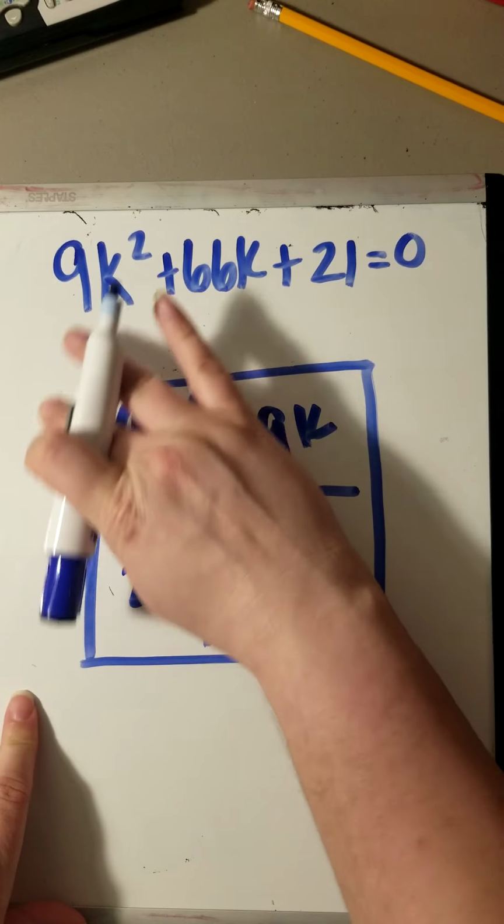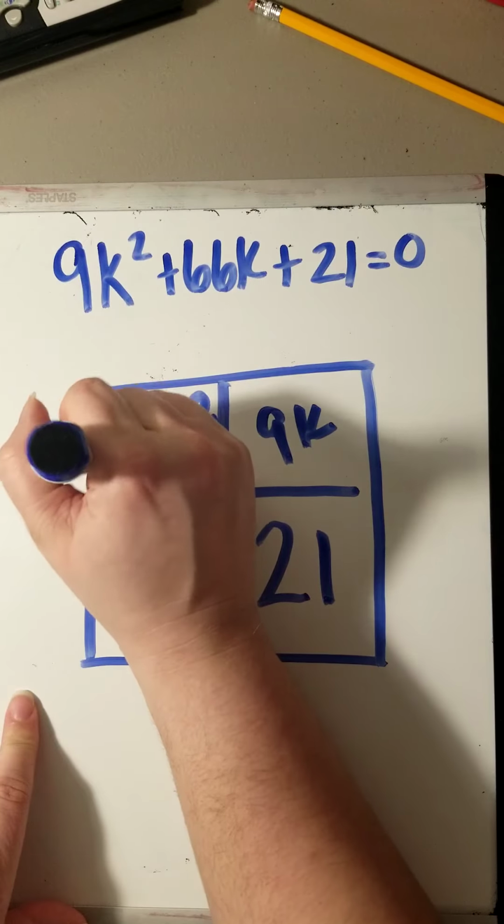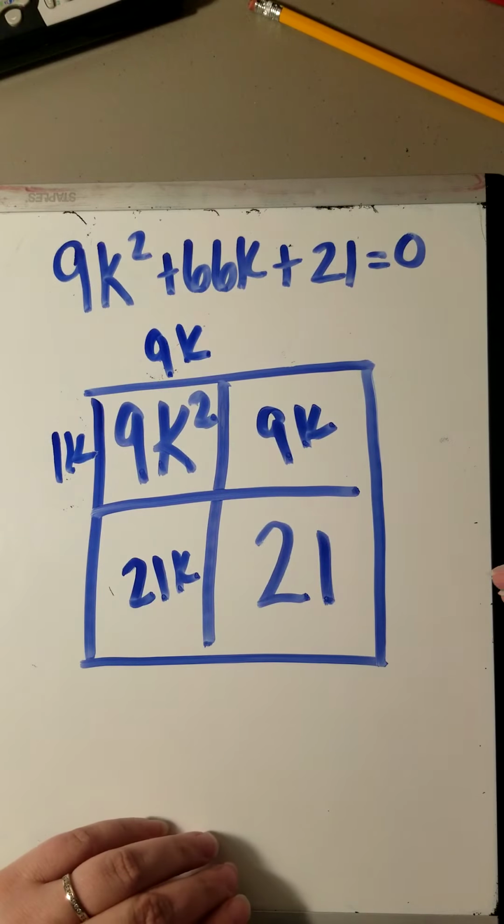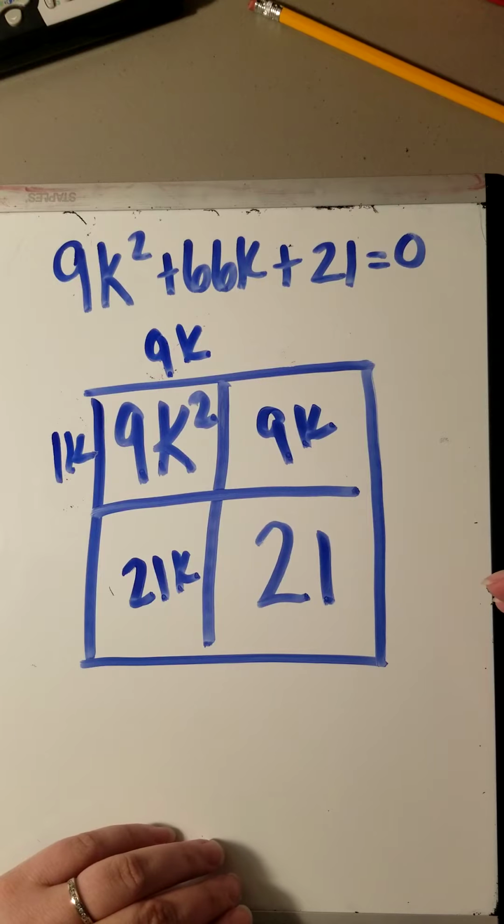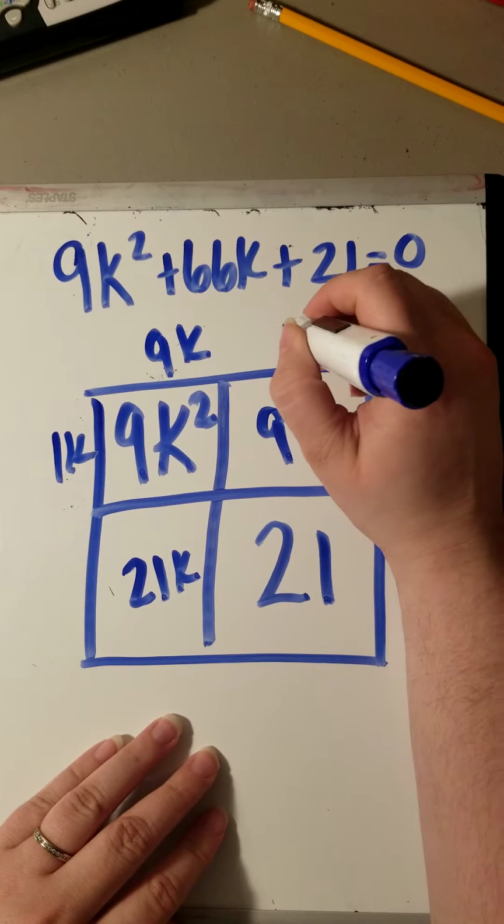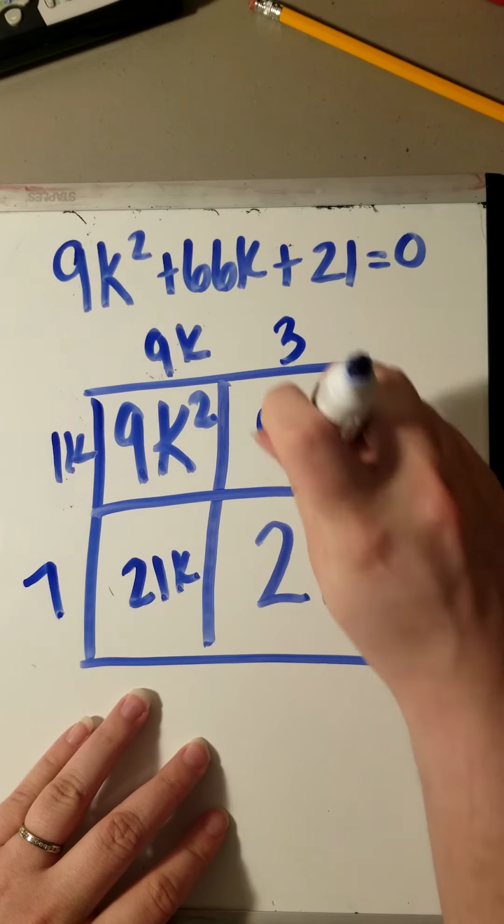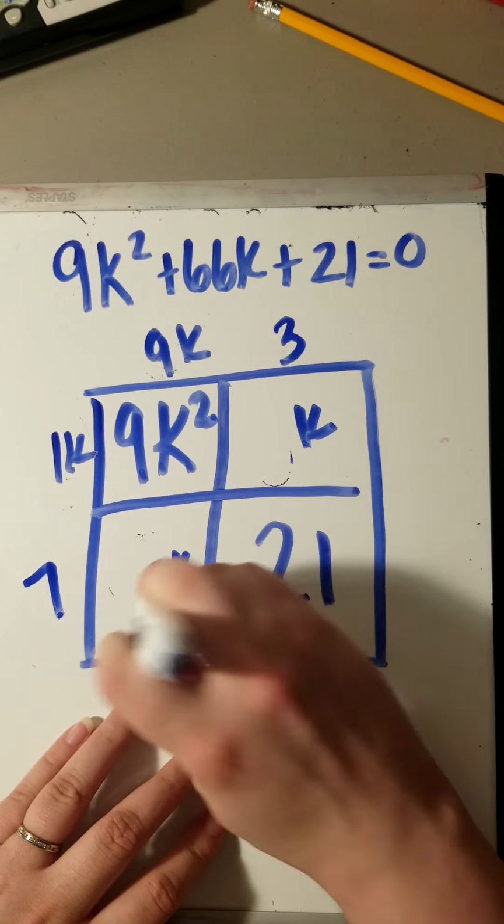So let's try going with 1k and 9k. How could I get to 66? Well, can I use the 3 and 7 again? Do I have to use 1 and 21? So let's try to figure that out.